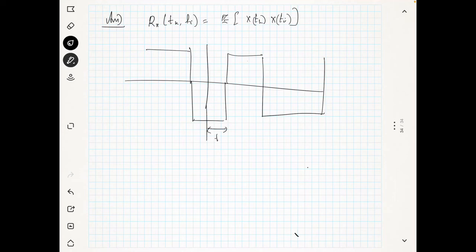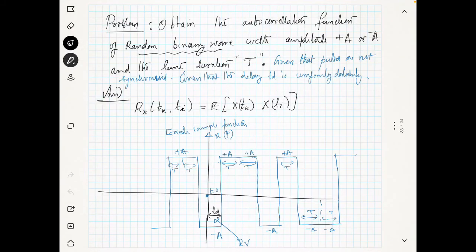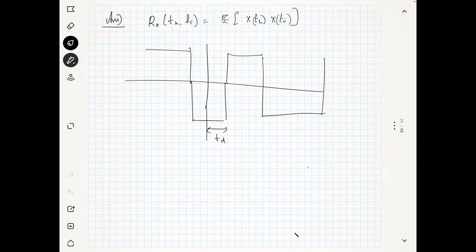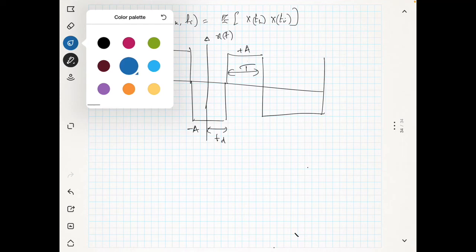Now you know that this time delay is td, as I have mentioned here. Now I told you this is minus a, maybe this may be plus a, and this duration may be t. So these are all the different realizations. All the realizations will be having different forms, and it is not synchronized.